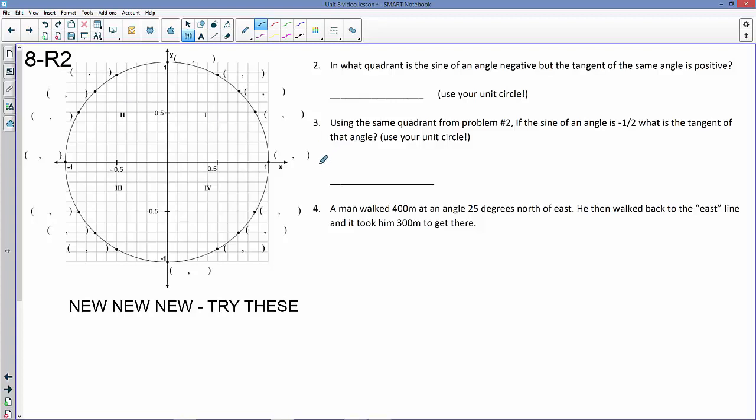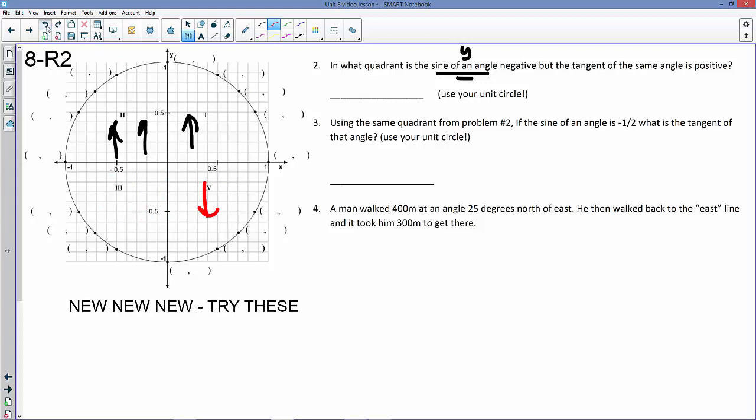Okay, these are review trig questions. I'm not going to fill this out. You should know how to fill this out, and I'm only going to fill it out as I need it. In what quadrant is the sine of an angle negative? Now, remember, the sine of an angle is the y value. So in what quadrant is the y value negative? Well, here it is. You can see all these negative numbers here. These are all y values. So y is positive above the x-axis, and y is negative below the x-axis.